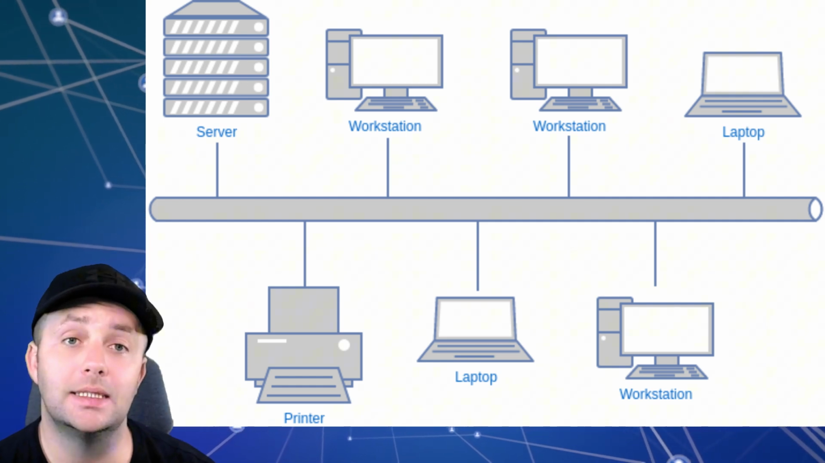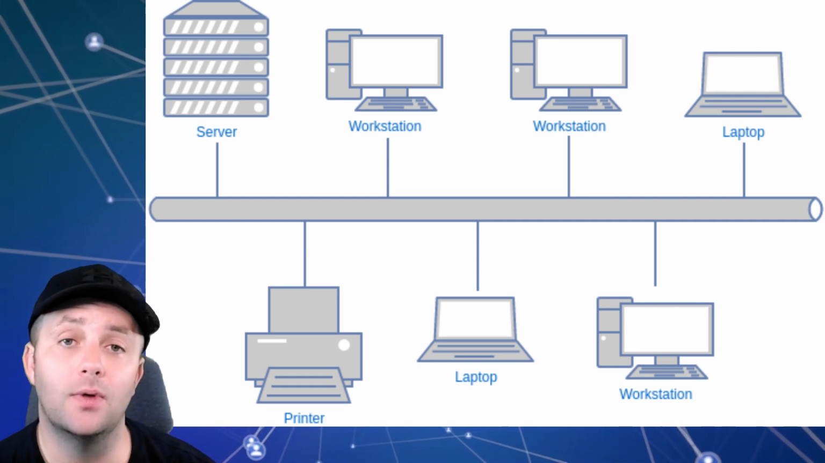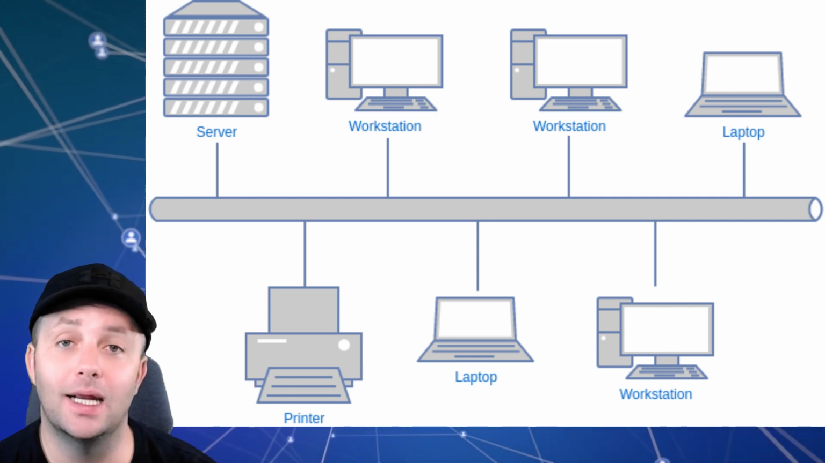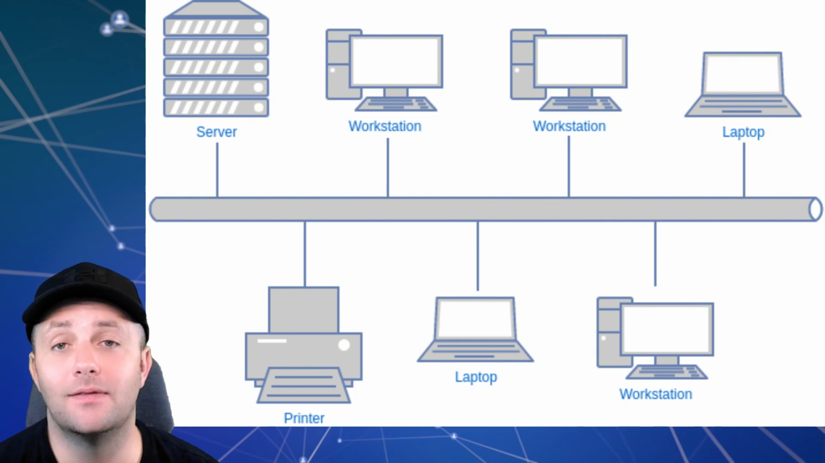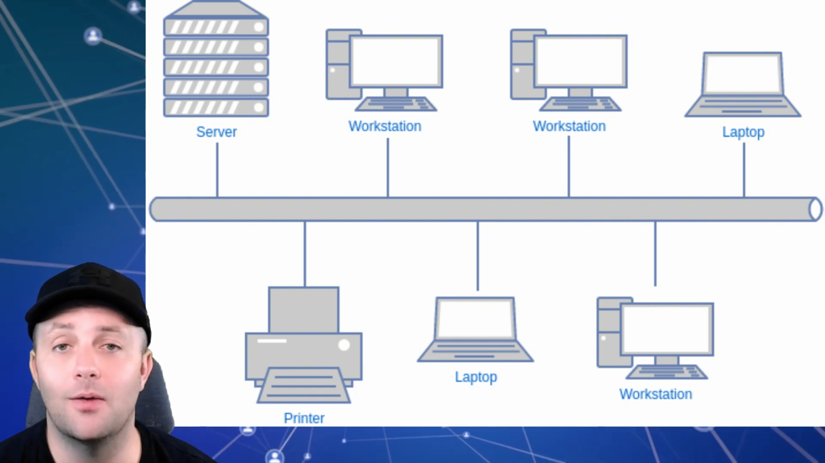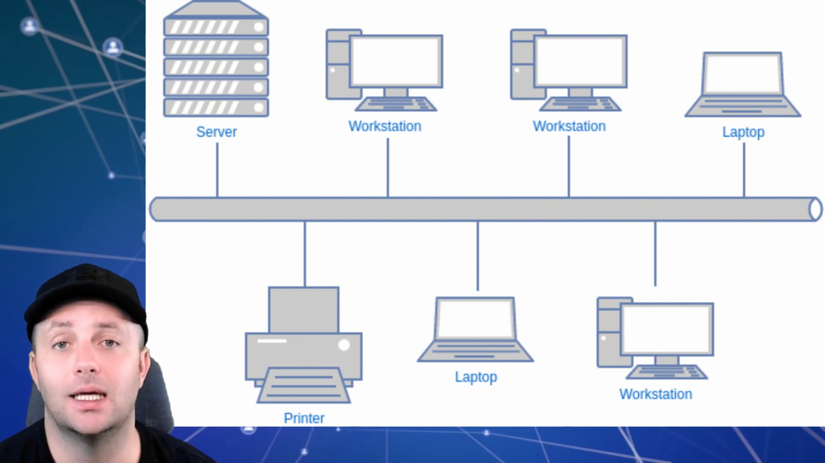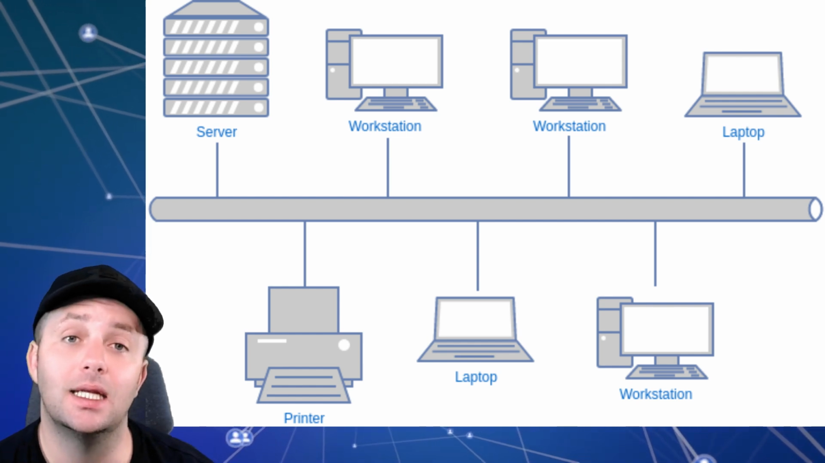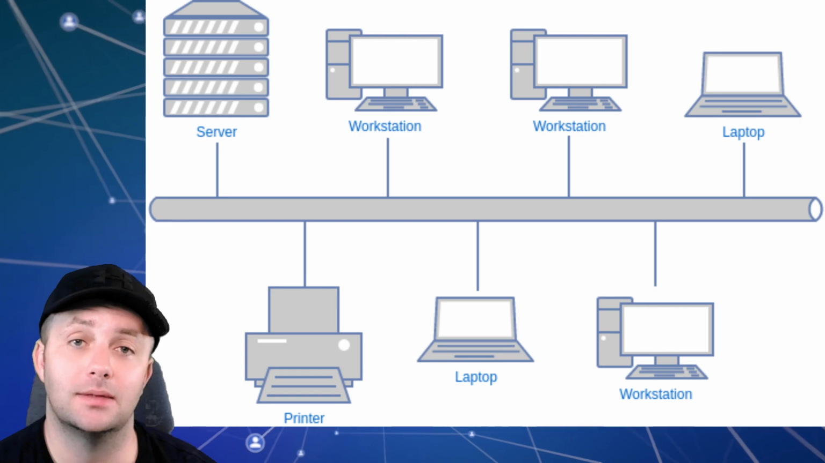The bus topology is easy to set up and requires minimal cabling, making it cost-effective for small networks. However, it has some major downsides. If the central cable fails, the entire network goes down. Additionally, as more devices are added, the network can become very congested, leading to slower performance.